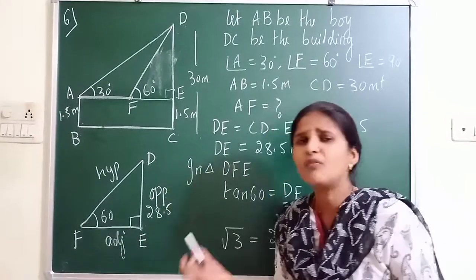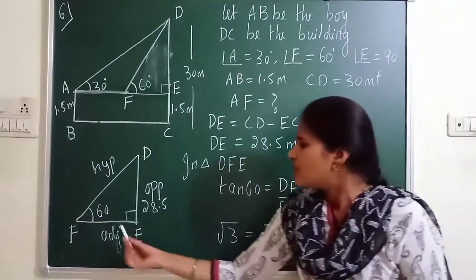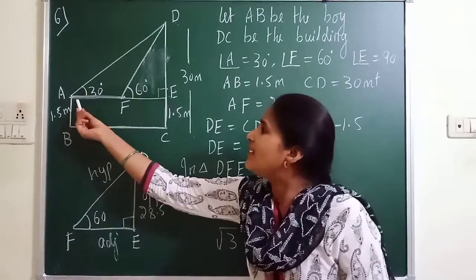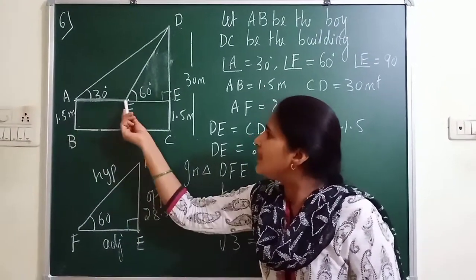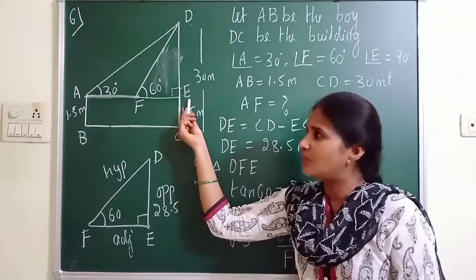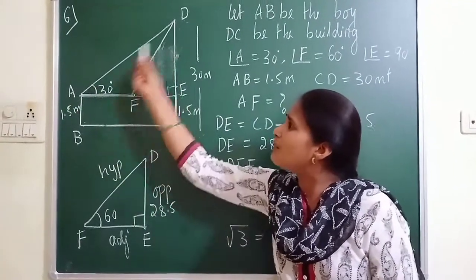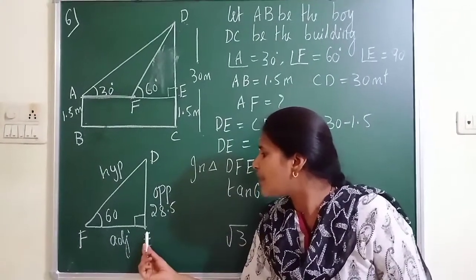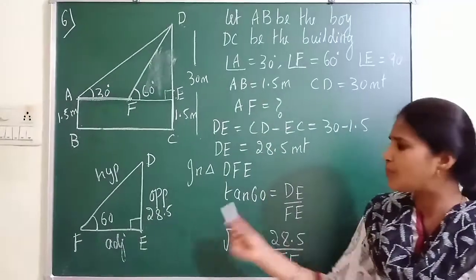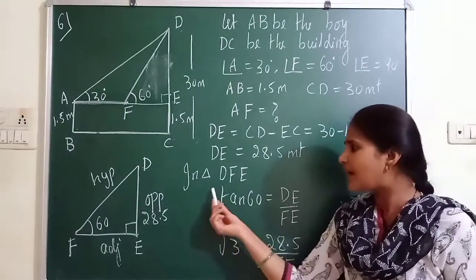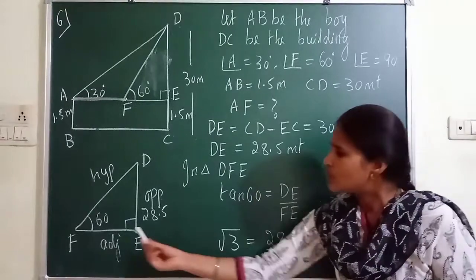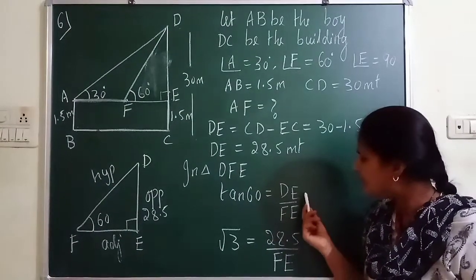Now let us pick one trigonometric ratio. I need opposite by adjacent. Why do I need adjacent? Because I need AF. To get AF, I need FE also now, because in future I have to take a bigger triangle. So let us take both opposite and adjacent. You know that in triangle DFE, opposite by adjacent is nothing but tan. So tan 60 equals DE by FE.